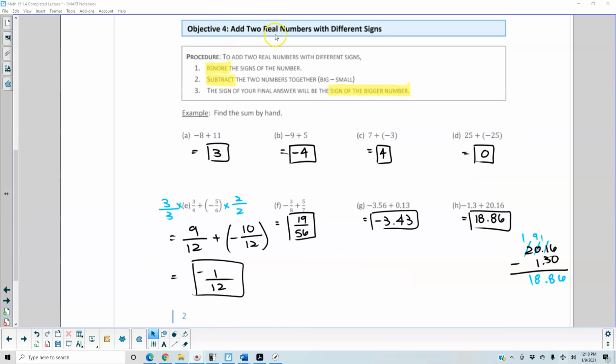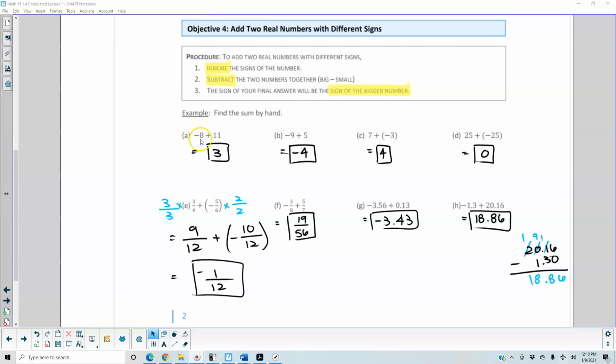Objective 4. Add two real numbers with different signs. The procedure: to add two real numbers with different signs, number 1, ignore the signs of the numbers. Number 2, subtract the two numbers, big minus small. And then number 3, the sign of your final answer will be the sign of the bigger number.